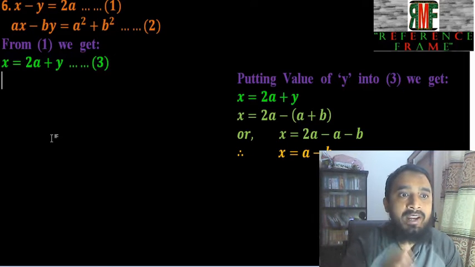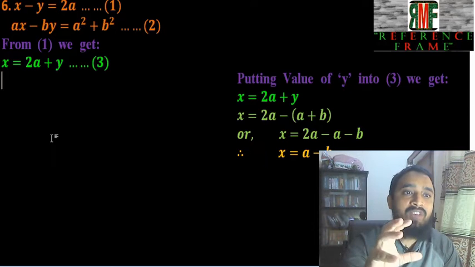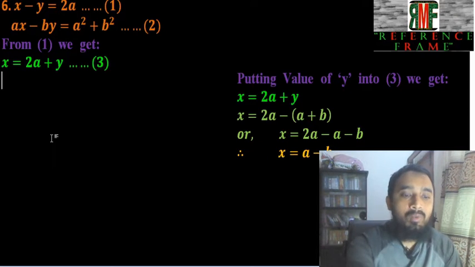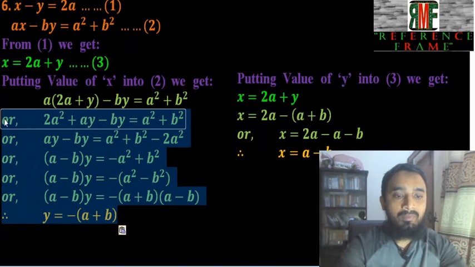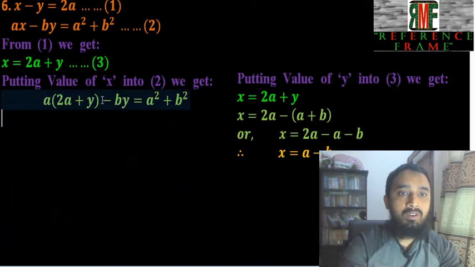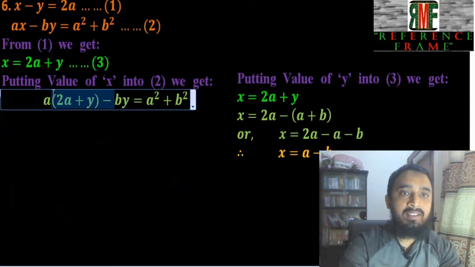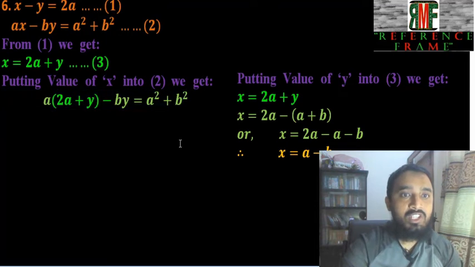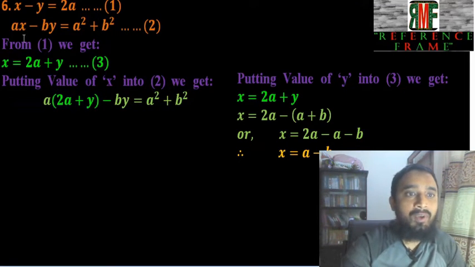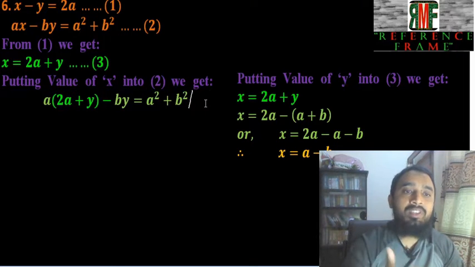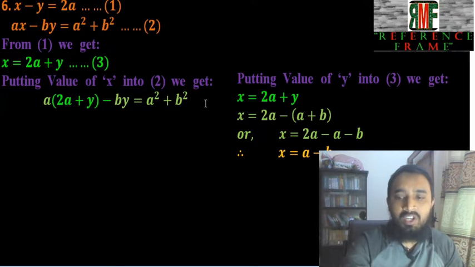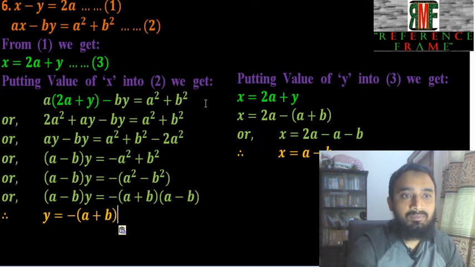Now, putting the value of x, which is twice a plus y, into equation 2, what are we going to have? We just put down the value of x. So a times the value of x, minus by, equals a square plus b square. Now we just need to omit the bracket, normal simplification. Okay, let us move on to that.